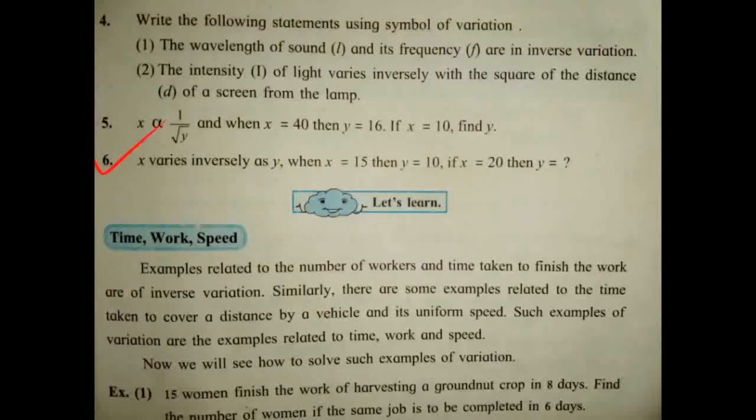Next, x varies inversely as y. When x is equal to 15, then y is equal to 10. If x is equal to 20, then y is equal to question mark. Question number 6 is the same as question number 5 for solving the sum. The variables are the same, but their values are given different. We will do this sum directly.